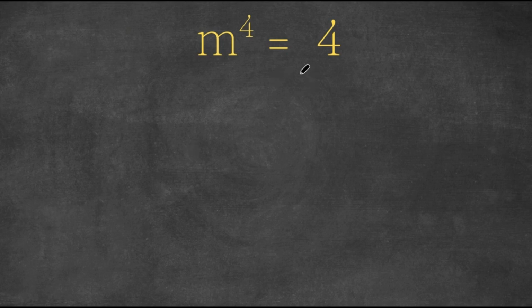In today's video, I'm going to be teaching you guys how to solve this exponential equation. So we have m to the power of 4 equals 4. So what I'm first going to do is I'm going to subtract 4 on both sides. So now we have m to the power of 4 minus 4 equals 0.